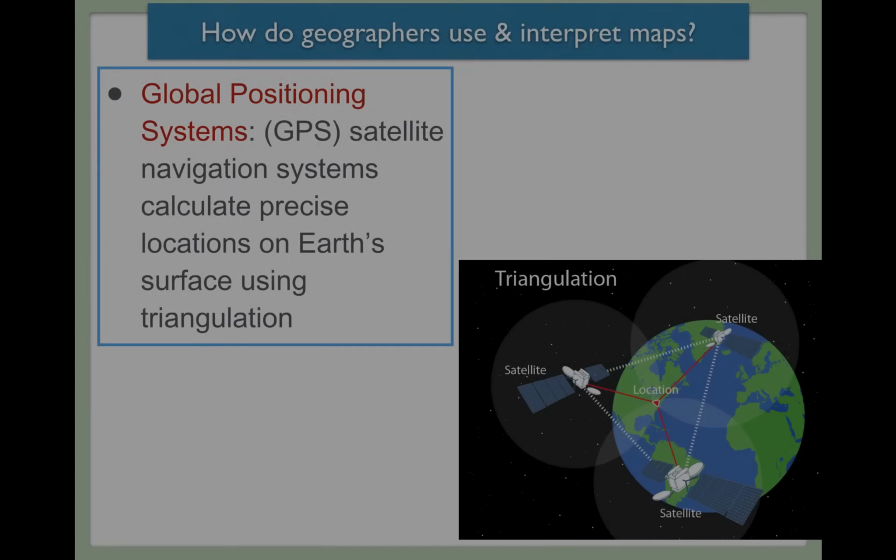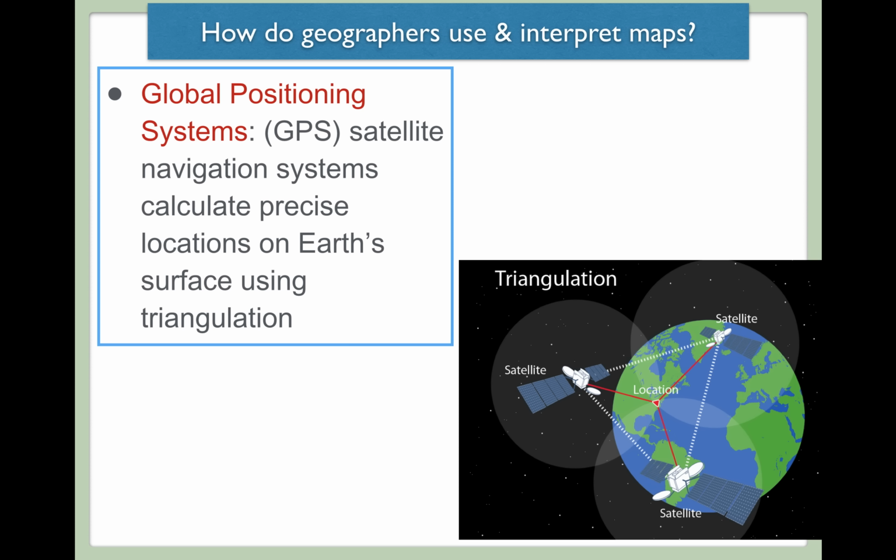That's in contrast, this is one you're probably more familiar with than the data collection and map making that comes out of GPS. Actually, I don't want to use confusing terminology. GPS doesn't create maps. The GIS is the creation of the maps. But you're likely to be most familiar and probably have used GPS. So GPS is the global positioning systems, or the satellite navigation systems. And these satellite navigation systems calculate the precise location on Earth's surface using triangulation.